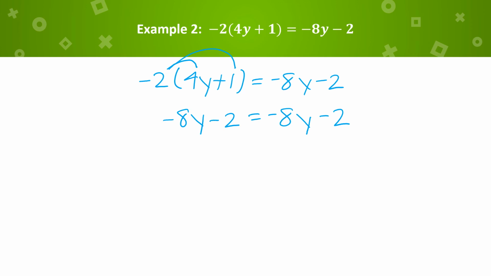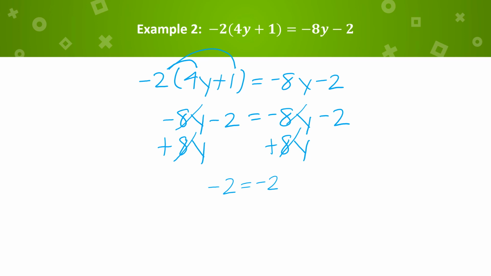But let's go deeper into that, just in case, because you won't always notice it right away. So let's go a little bit further. To move our variables around, we could add 8y to both sides. And these will cancel out on both sides because negative 8y plus 8y is 0. And we'll get negative 2 equals negative 2.